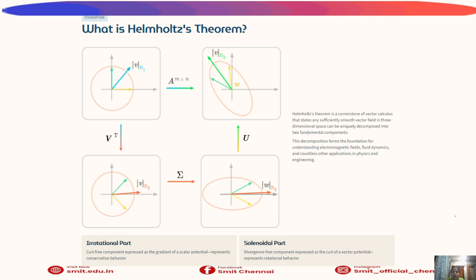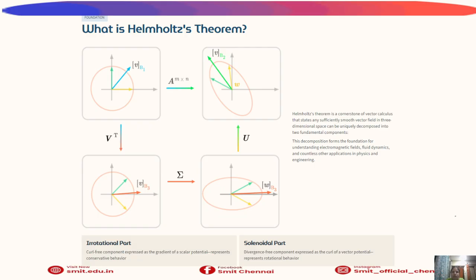In electromagnetic theory, this allows us to represent electric and magnetic fields in terms of scalar and vector potentials. Therefore, the theorem provides both a theoretical foundation and a practical tool for analyzing field behavior. In that, we see the irrotational part.